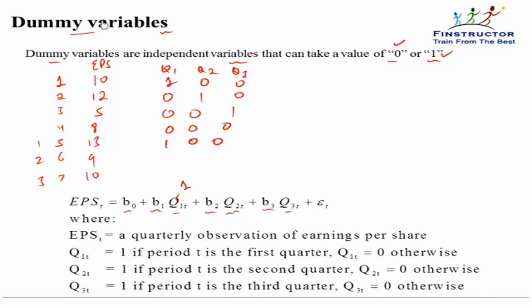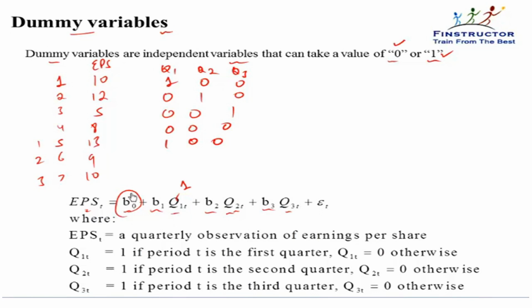So this would be an example of a regression using dummy variables, wherein the independent variables can only take a value of 0 and 1. Please note, however, what does B0 now indicate? B0 indicates the average value of the EPS when all Q1, Q2, Q3 are 0. That is the average value of the fourth quarter's EPS.